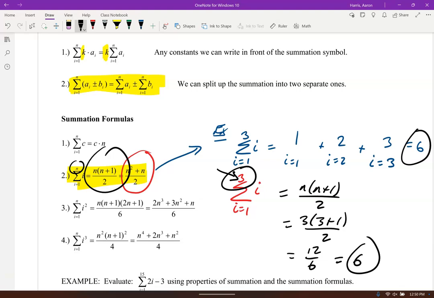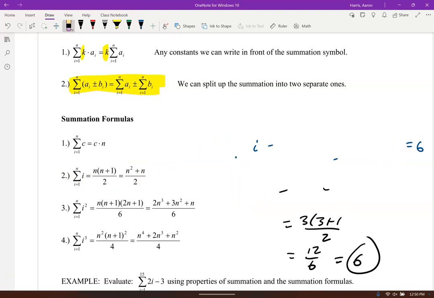So these summation formulas are really nice because 3 is no problem, but if I go from i being 1 up to, let's say, 1,214, I don't really want to plug in and add them all up that many times. There's no way. So I'm going to plug it into my formula. That's where the formula comes in handy, right? So you've got these formulas, 1, 2, 3, and 4 here, that you want to keep handy.